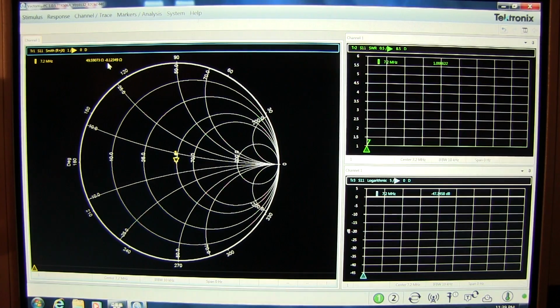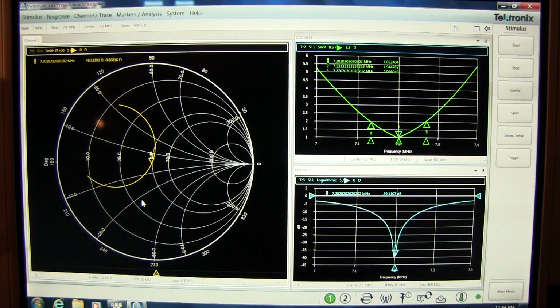Okay, and with ourselves very closely centered here, we take a look at our SWR plot, and we're sitting at 1.008 to 1, and our return loss is 47 dB. So we've achieved a really, really good match by simply tuning the capacitor and inductor on the tuner and visualized that a couple of different ways.